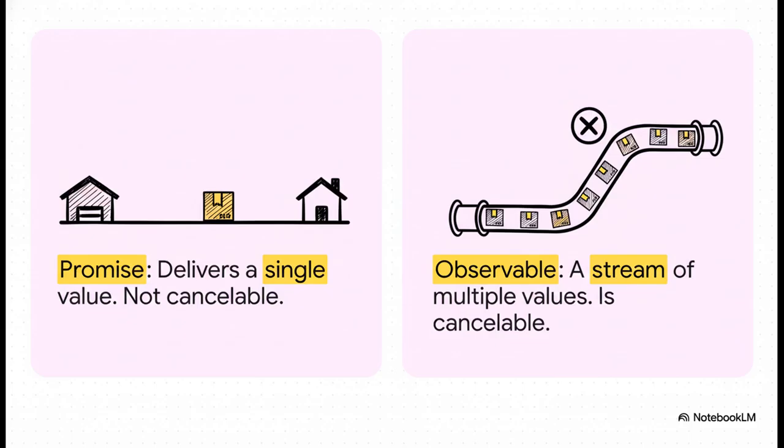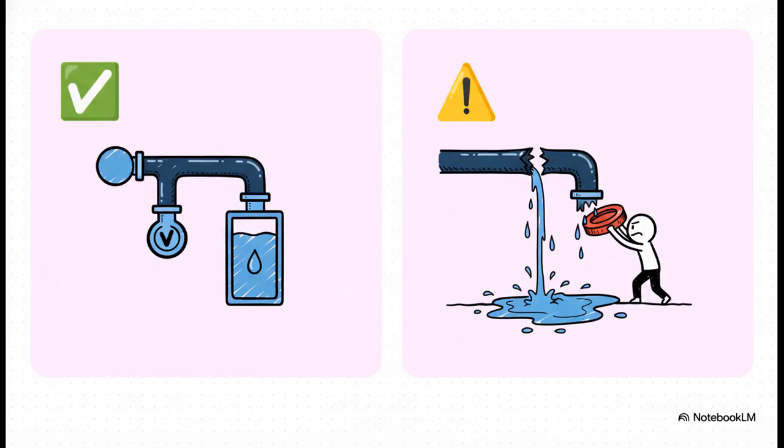Way more flexible. So you've got this stream of data from an observable. How do you actually use it in your template? Well, you've got two main options. The async pipe is nine times out of ten your best friend.